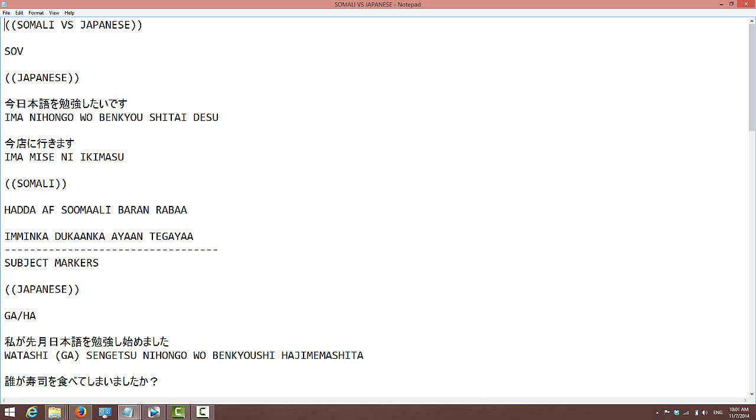So let's look at the structure here. Ima here is now. Nihongo is Japanese. O, that's the object marker. And then benkyou shitai desu is the verb, where benkyo is study, right? But it's a noun. If you just say benkyo, it means studies.